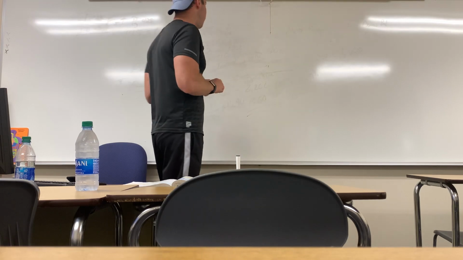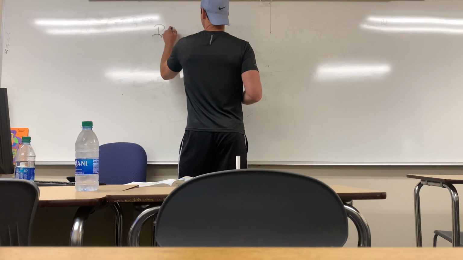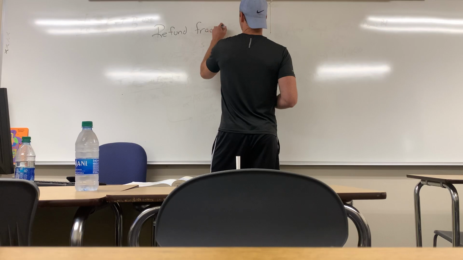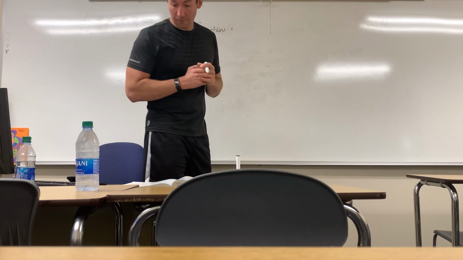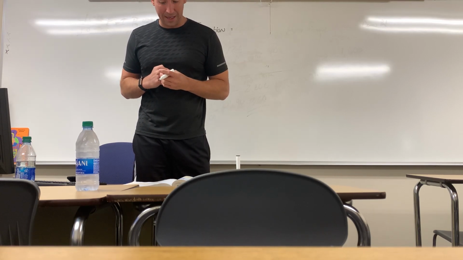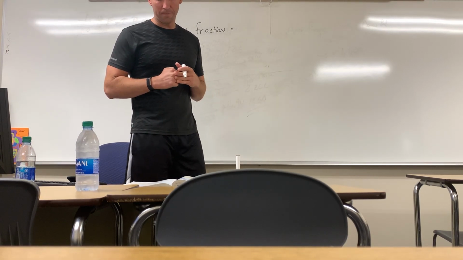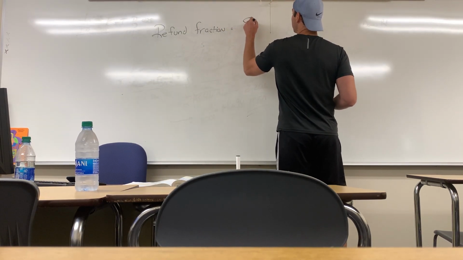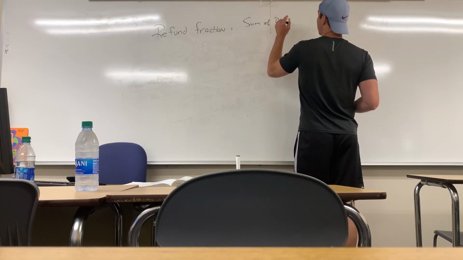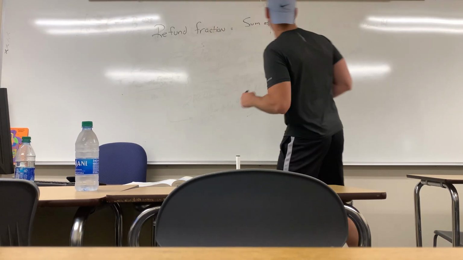The first thing you need to find is the refund fraction, which equals, they give you the formula in the book, the sum of the digits of the number of payments remaining divided by the sum of the digits for the total number of payments. Sum digits of payments remaining.